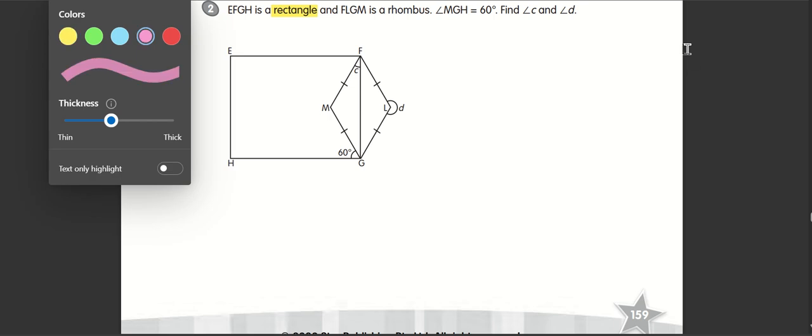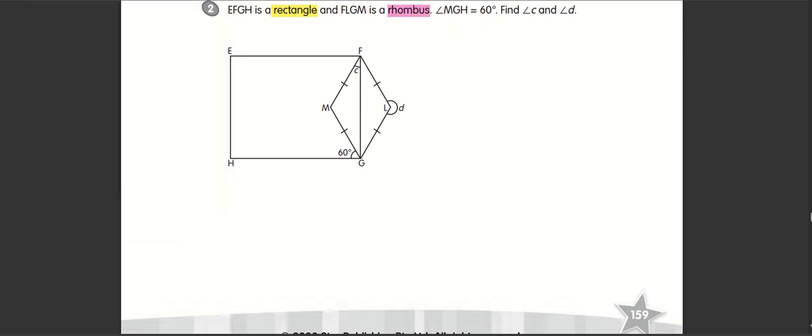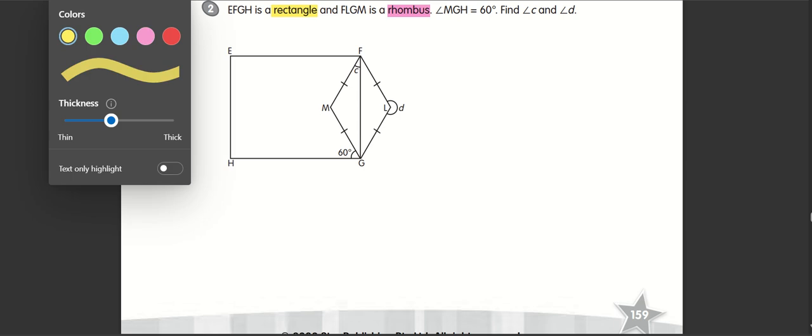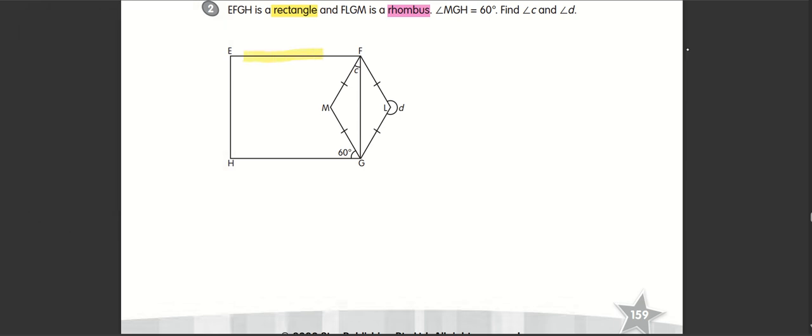identifying the shapes that are given in the question, the rectangle, as well as the rhombus. These are the two shapes that are given in the question. Let's see if we can identify them in the figure. So I have the first one here, rectangle EFGH. So I'm gonna color this in yellow. So this is the rectangle, and that's probably the first clue to the property that we might be using here.